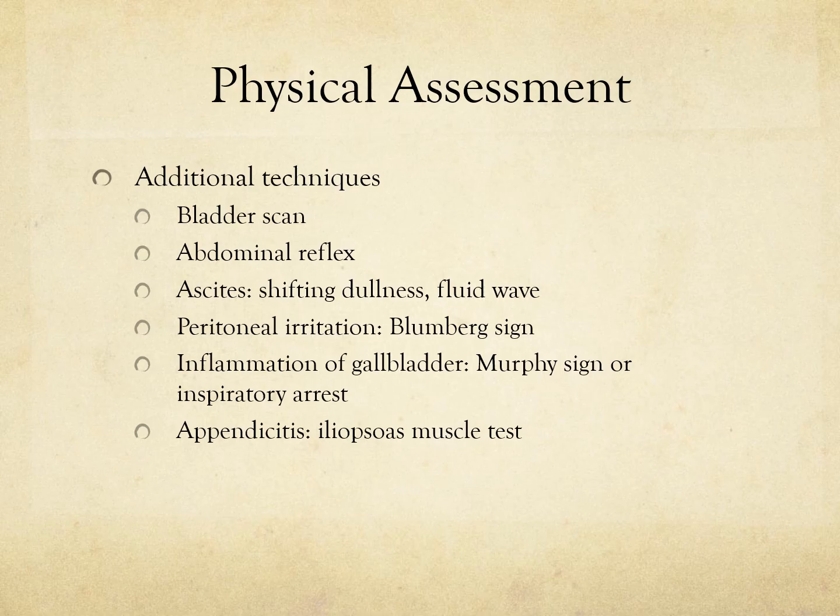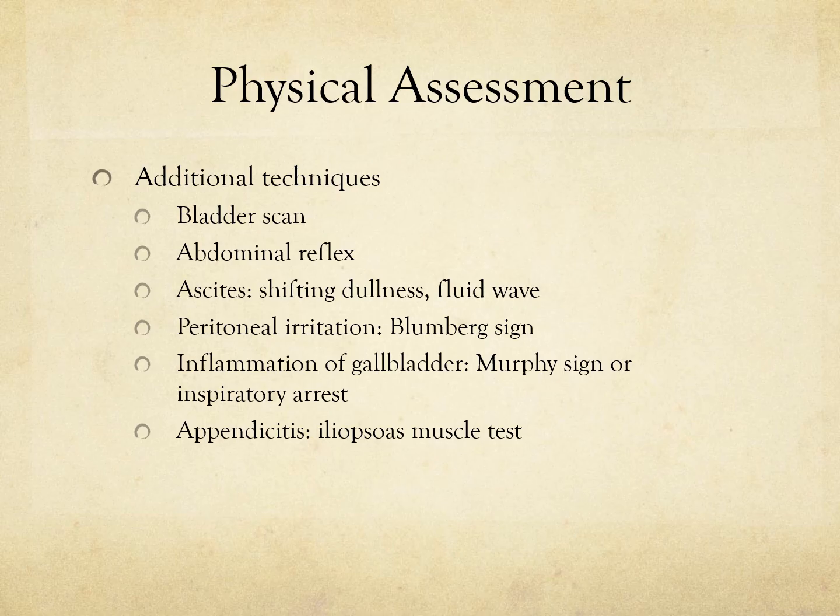The Blumberg sign refers to rebound tenderness, and this is used to assess for peritoneal irritation. This is done by pressing slowly into the abdomen and then quickly releasing pressure. Pain upon release is considered a positive finding, and a positive Blumberg sign may indicate peritonitis or significant inflammation within the abdomen. It should always raise concern.